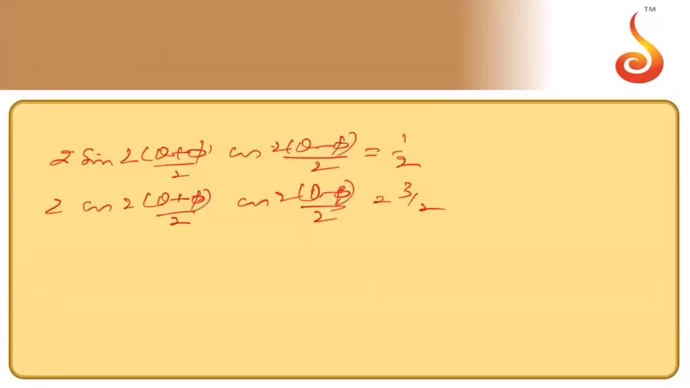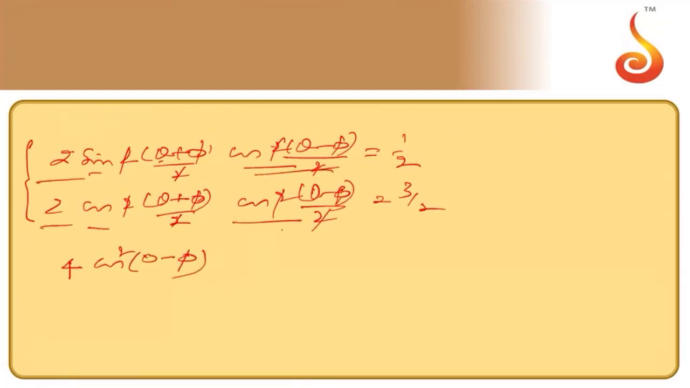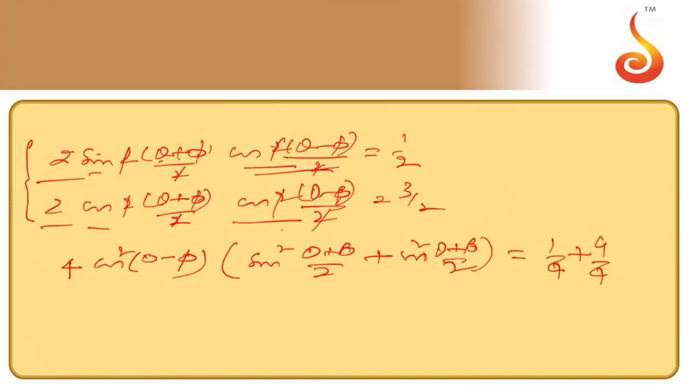We actually want theta minus phi. So let me simplify this one. Here we have sine and cos of (theta plus phi) by 2. So let me simplify by squaring and adding these two. Squaring and adding, you will be getting 4 cos square (theta minus phi) by 2 times sine square (theta plus phi) by 2 plus cos square (theta plus phi) by 2, which is equal to 1 by 4 plus 9 by 4, and that is equal to 10 by 4.